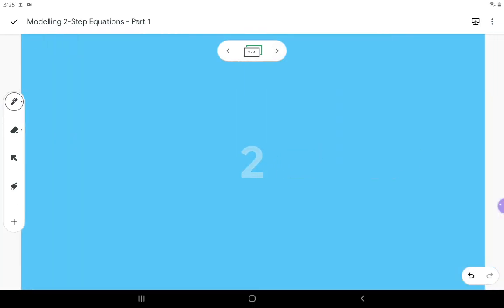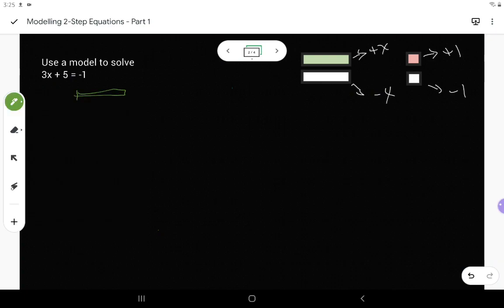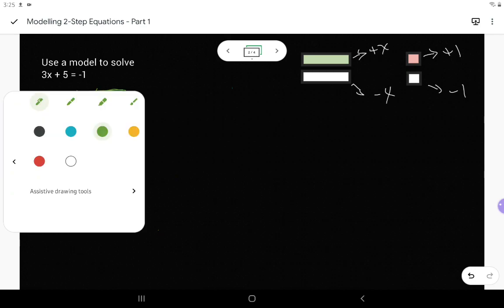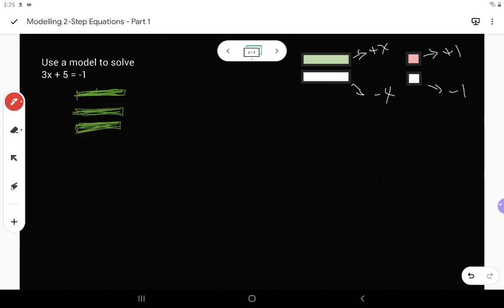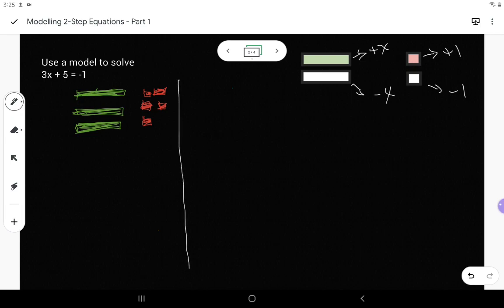Okay, let's do another one. I've got 3x plus 5 now. So 3x, I'll draw my 3 x's: 1, 2, 3. I'm told that I've got to have 3 of those x's, plus 5. So that means I'm going to have 5 ones, and those 5 ones are positive because I've got a plus sign. So I'm going to put in my 5 ones like that. Again, I try to organize them into my 3 equal rows, but it just doesn't work.